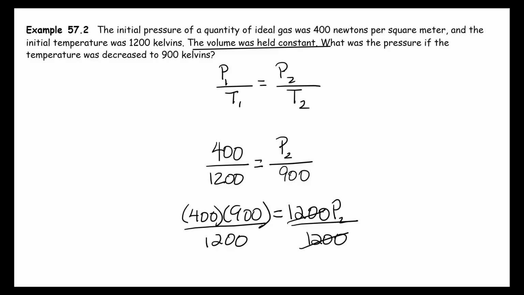1200 cancels. We can cancel some zeros here. Cancel 2 on top and 2 on the bottom. So we've got a 12 on the bottom and a 4 on the top, so we can cancel the 4, and we'll have a 3 left over. We've got a 3 on the bottom and a 9 on the top, so we can cancel the 3, and we'll have a 3 left over there. So all we have left is 300, so P sub 2 is going to equal 300 newtons per square meter.